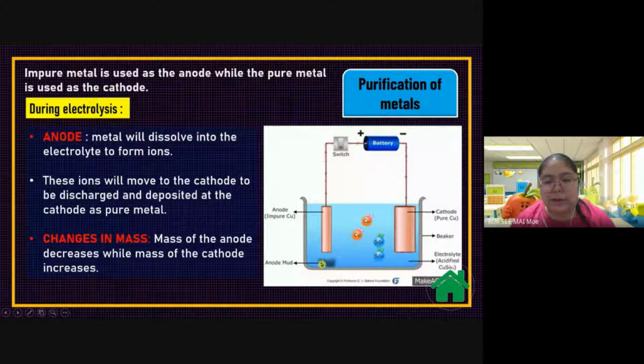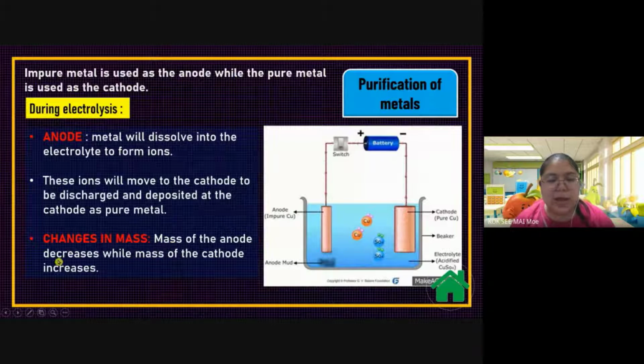Okay, after that, they will go to the cathode, then stick to the cathode. So we said there's copper deposited at the cathode. So finally, what happened to the cathode? The cathode, pure copper, becomes thicker because just now the ions will stick to the pure copper. So finally, they say changes in the mass.